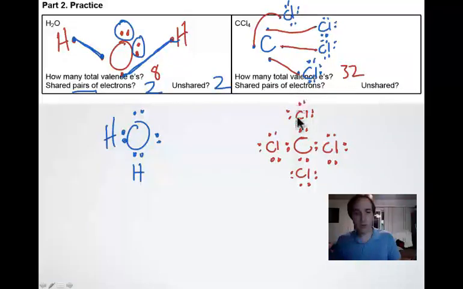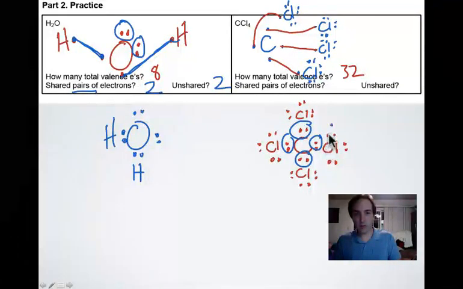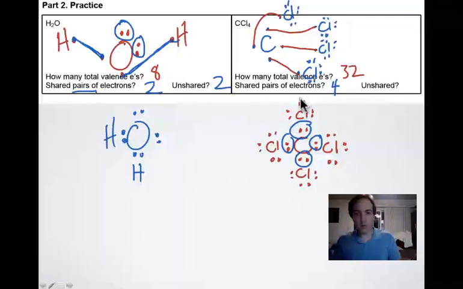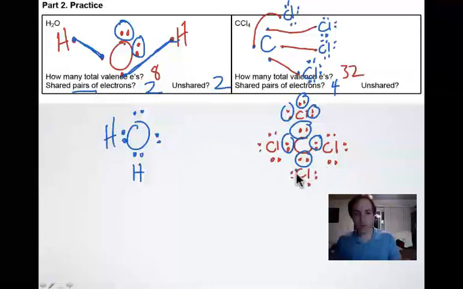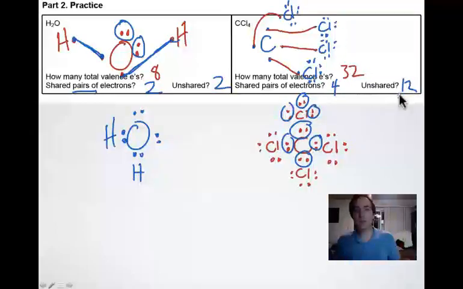Well, how many shared pairs do we have? We have 1, 2, 3, 4. The shared pairs are in the middle, in between the carbon and the chlorines. So that's 4 shared pairs. Unshared pairs, we have 3 for each chlorine, right? 1, 2, 3. So that's 3, 6, 9, and 12. If you want to check your math, you add these two together, that's 16. These are pairs, so if we double.